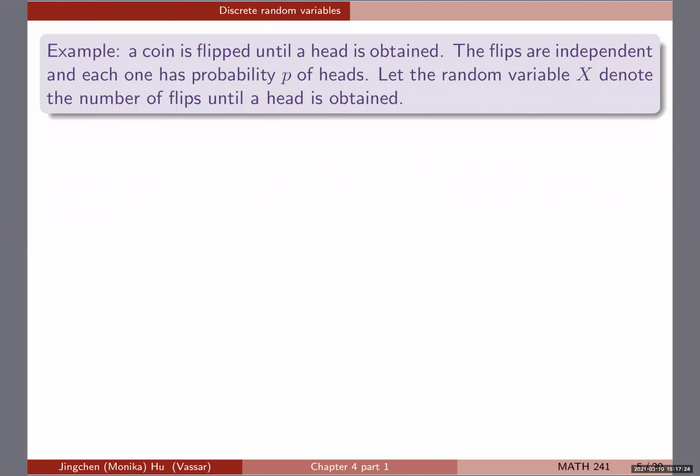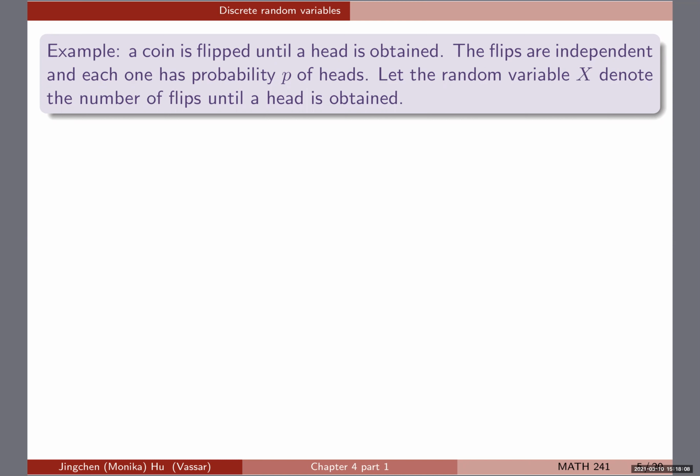So let's turn to the exercise here. A coin is flipped until a head is obtained. The flips are independent. So keep in mind independent events, meaning that any particular flip does not affect any other flips. The flips are independent and each one has a probability P of heads. Let the random variable X denote the number of flips until a head is obtained. So take a moment to think about what we mean by this random variable, and think about how many possible values, like the sample space of this X could be, and then how we can work out the probability for each one.